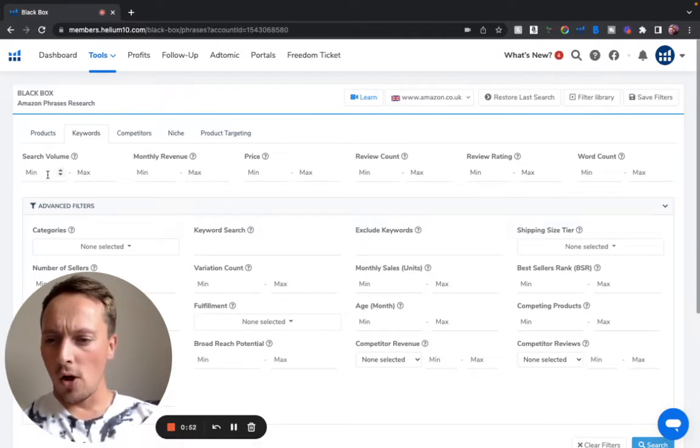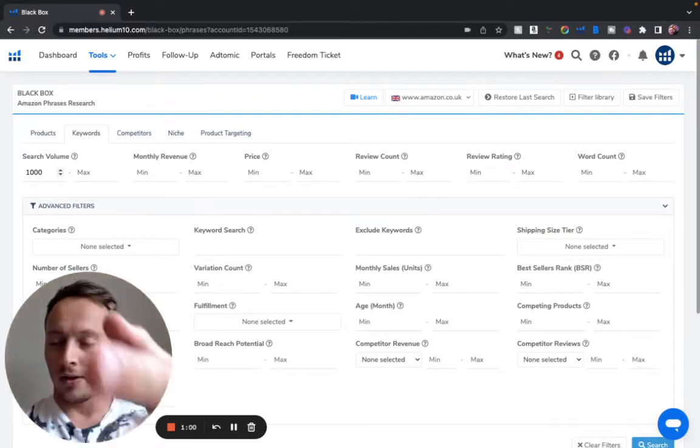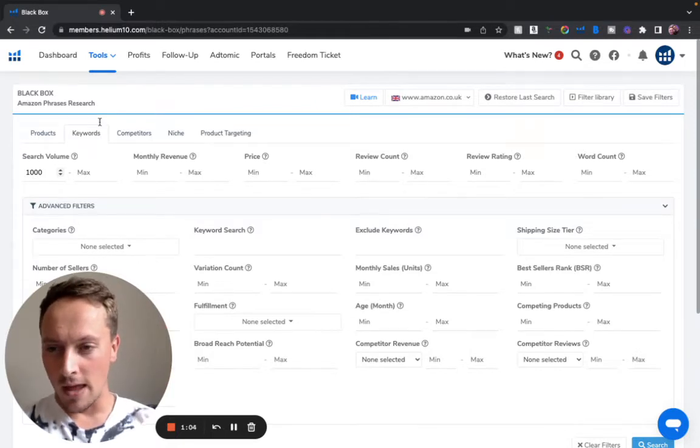So let's start by going with the search volume here. I'm going to put in a minimum of 1,000 there because we're in the UK. If you're in the US, you'll probably want to put that at 5,000 minimum, because there's 360 million odd people there or something crazy. I'm not going to put a maximum there.